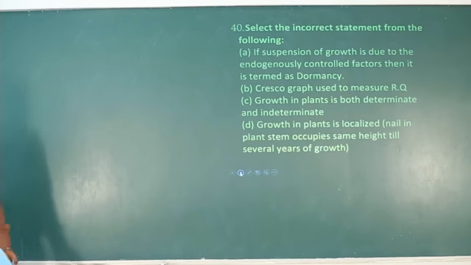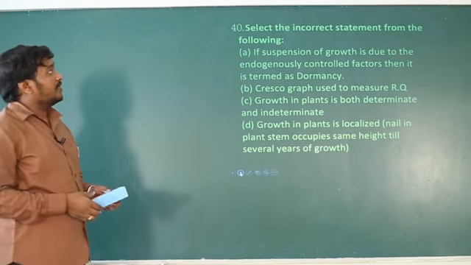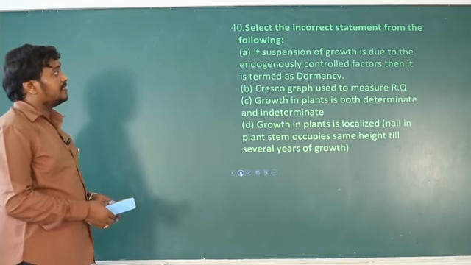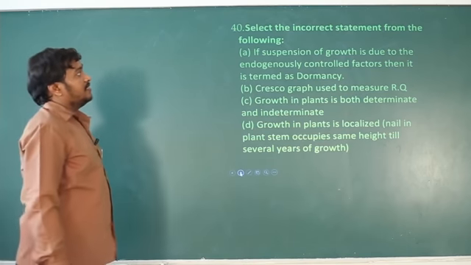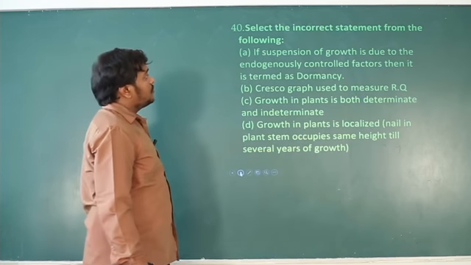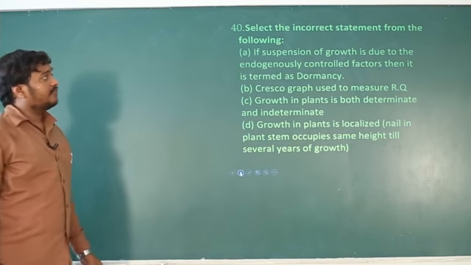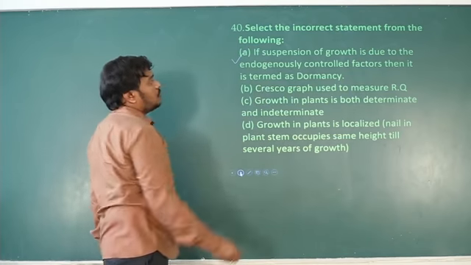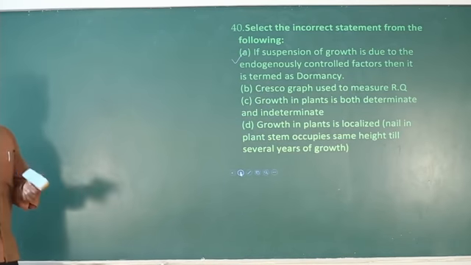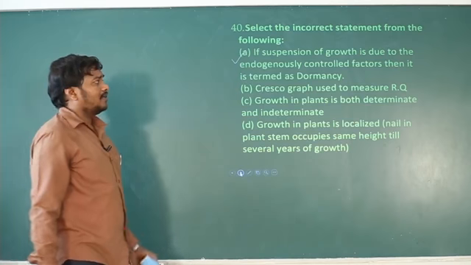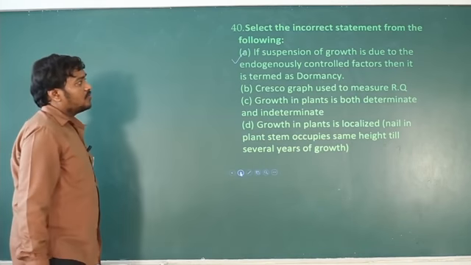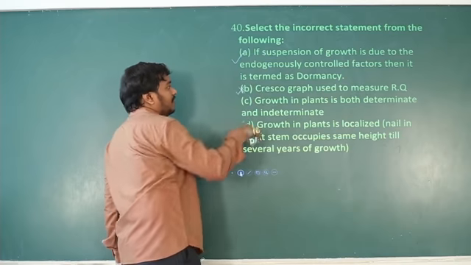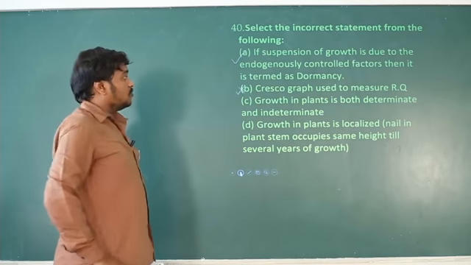Next question. Select the incorrect statement of the following. If suspension of growth is due to endogenously controlled factors, then it is termed as dormancy. Of course we can consider dormancy. Inside, embryonic growth is there but the seed has not germinated, so that is also due to dormancy. Crescograph used to measure RQ? No, crescograph is used to measure growth, not RQ. Growth in plant is both determinate and indeterminate.